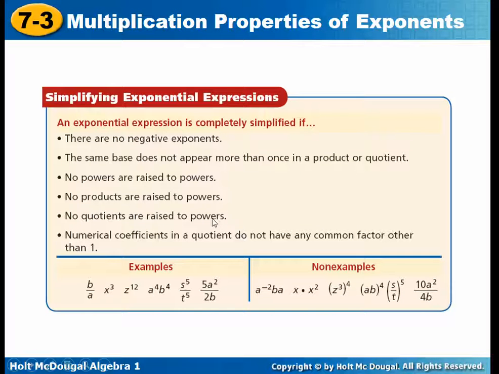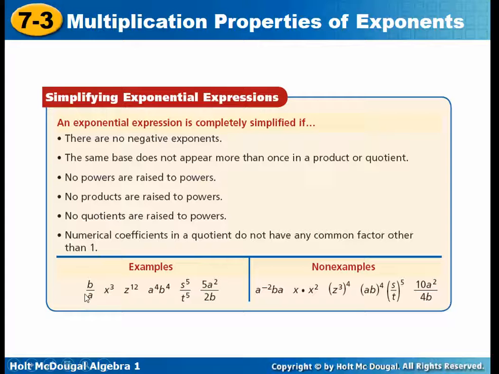So in order to simplify an exponential expression, these are our rules. First of all, there should be no negative exponents. Second, the same base does not appear more than once in your problem. No powers are raised to powers, no products raised to powers, and no quotients raised to powers. The numerical coefficients, those are the numbers in front, do not have any common factor other than 1.